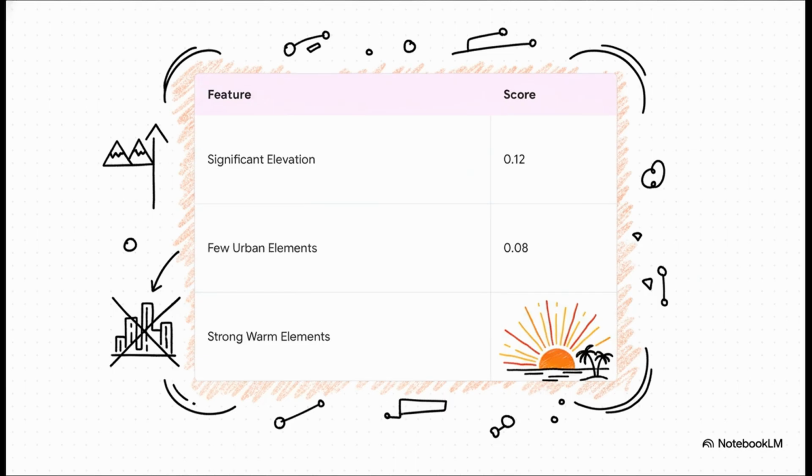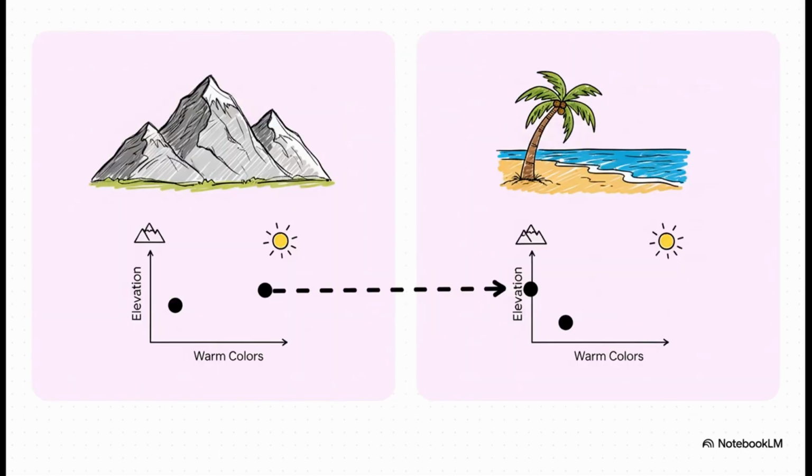Well, its embedding would look a little different. It'd get a really low score for elevation, obviously, but a really high score for those warm colors, just like our mountain photo did. And now, when you put these two vectors side by side, this is where the magic really happens. You can see their scores for strong, warm colors are incredibly close, but their scores for elevation are worlds apart.